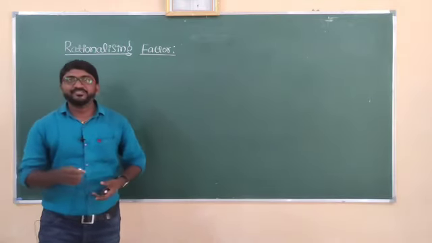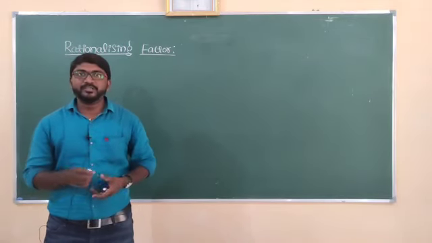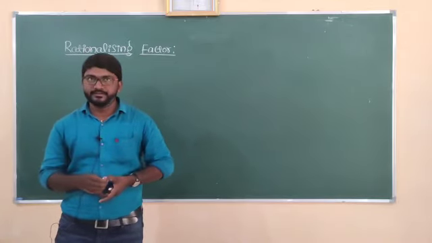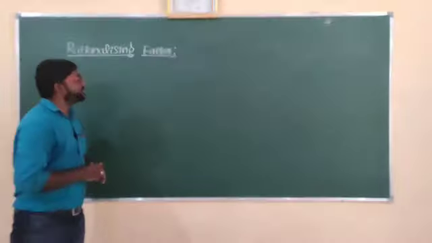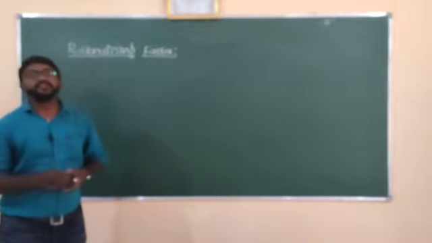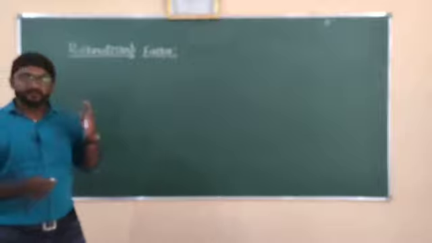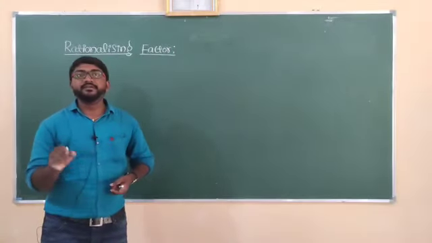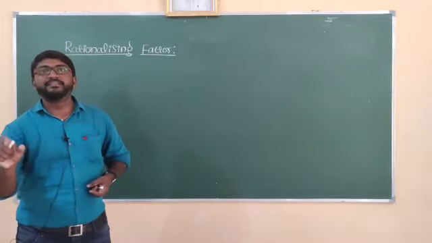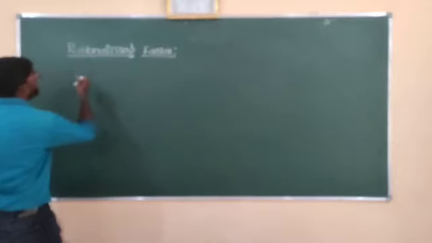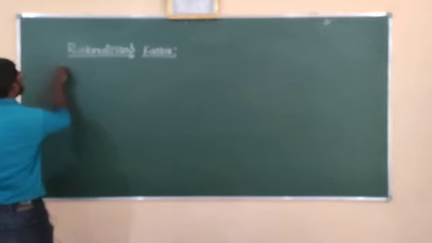Good afternoon, students. In the last class we discussed the comparison of two surds, like surds and unlike surds. In today's class we are going to discuss the rationalizing factor. What is the definition of a rationalizing factor? When the product of two surds is a rational number, then each surd is called the rationalizing factor of the other. Let me write the definition.